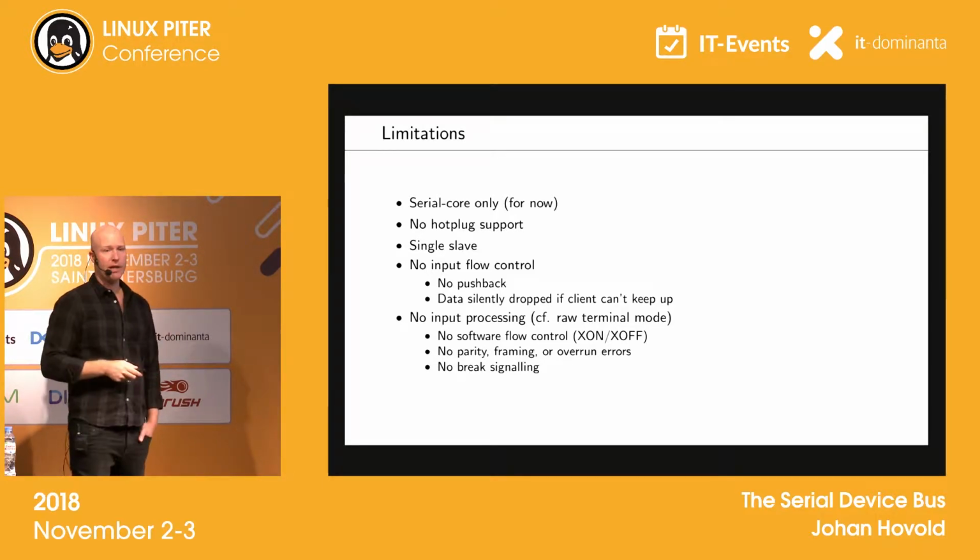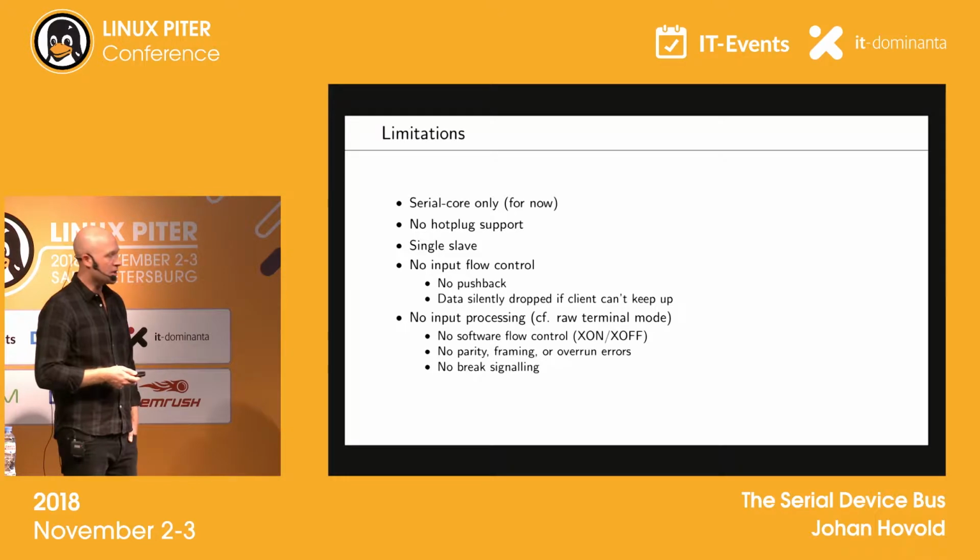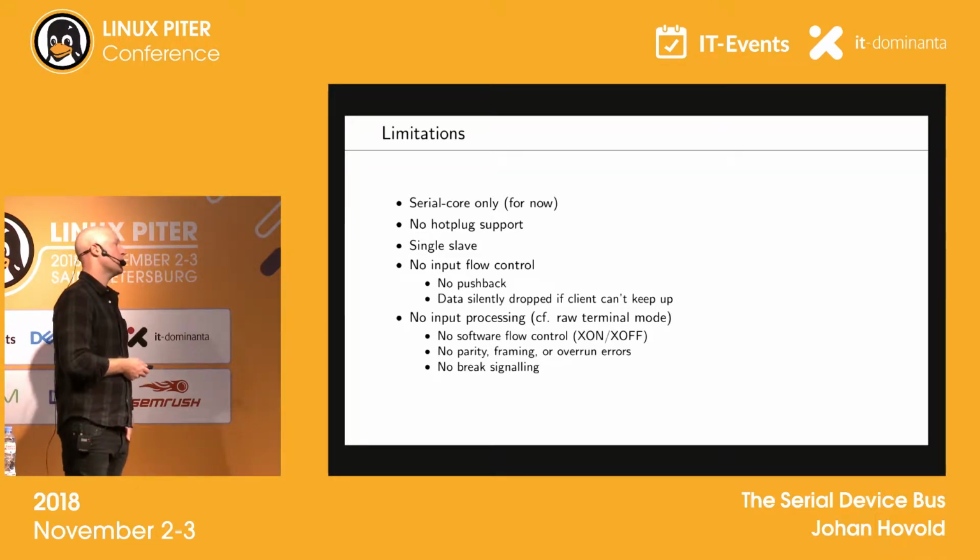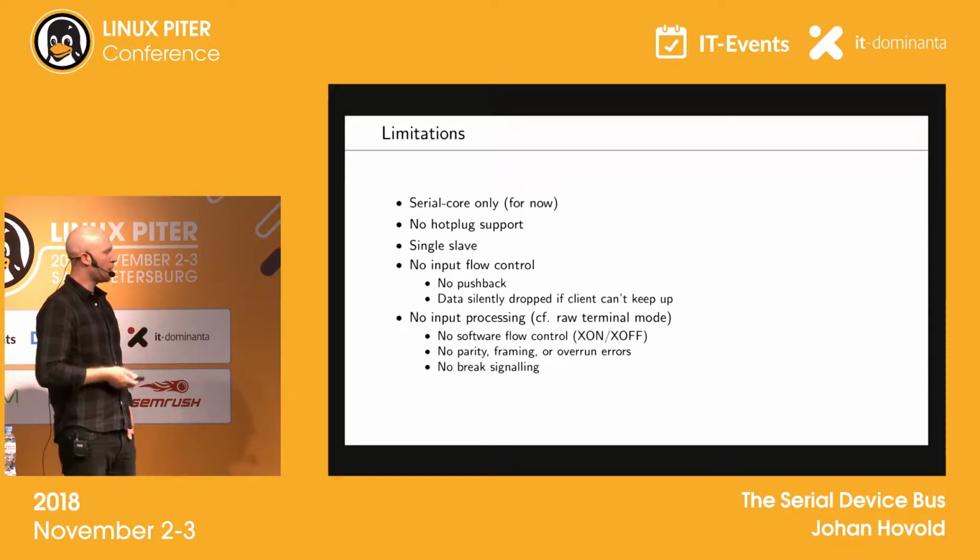And since we've done away with the line discipline, which is where input processing takes place, we no longer have access to things like software flow control. We don't get parity, framing or overrun errors propagated up. And you don't have access to break signaling.